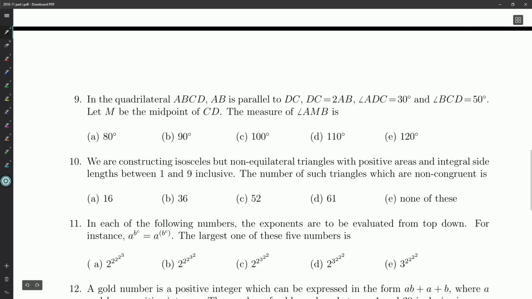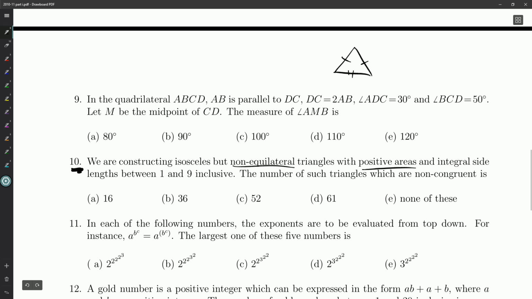We're looking at question number 10 as we continue part one of our 2010-2011 math contest. We are constructing isosceles, but not equilateral triangles, so there'll be two sides that are the same and then one side different, with positive areas.